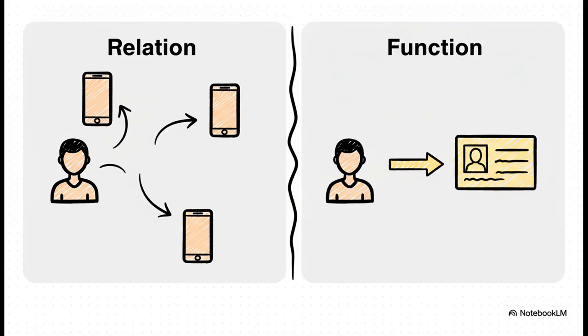Look at these two ideas. On one side, you've got a person and their phone numbers. And yeah, they can have more than one, right? A work phone, a cell phone. Then on the other side, you have that same person and their single unique ID number. Now, one of these is just a simple relation, but the other is a super precise, really powerful concept called a function. Stick with me, and you're going to know exactly which is which and why it matters so much.